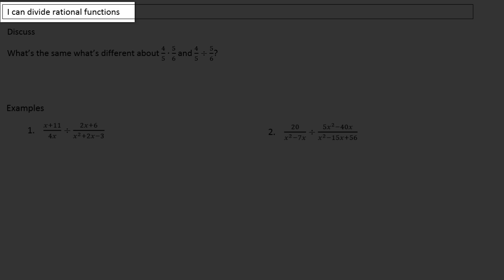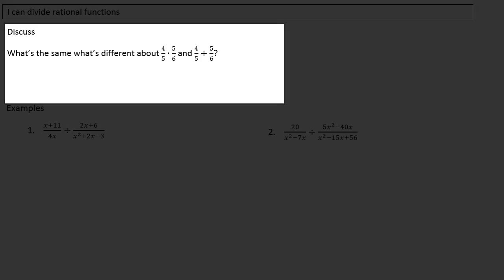Okay, in this video we're going to be looking at how to divide rational functions. Now if we look at this first example, it says what is the same and what's different about 4/5 times 5/6 and 4/5 divided by 5/6. Well, hopefully you remember how to divide fractions, because when we multiply fractions, like 4/5 times 5/6, we would just get 20/30th, which would reduce to 2/3.